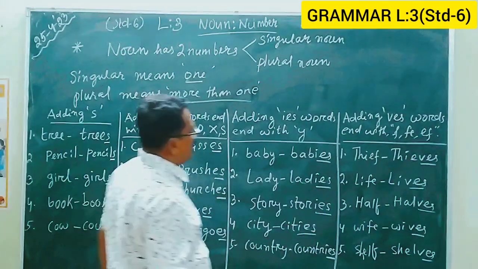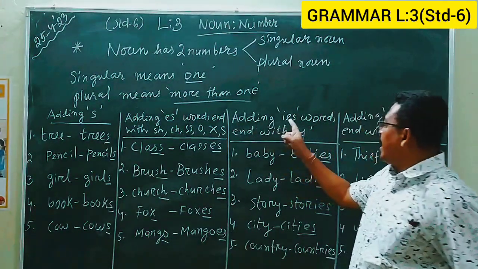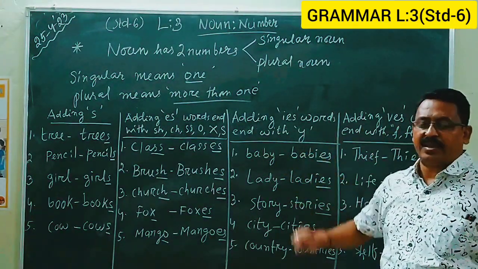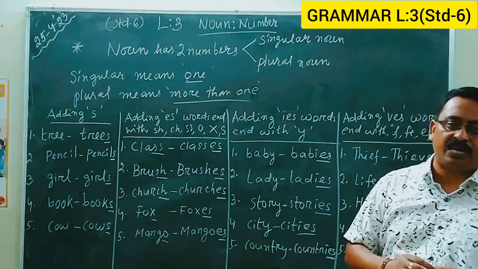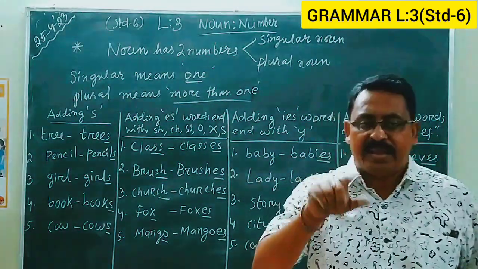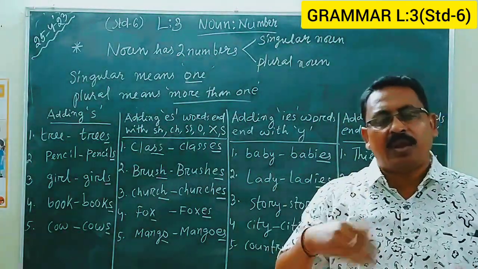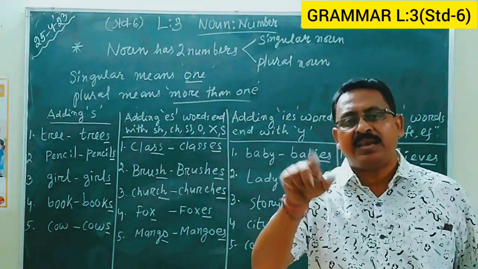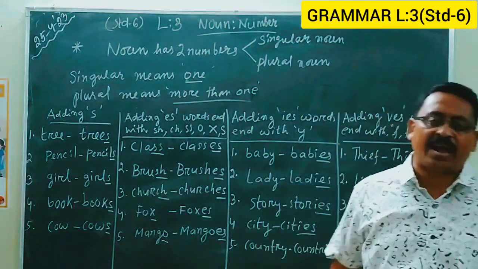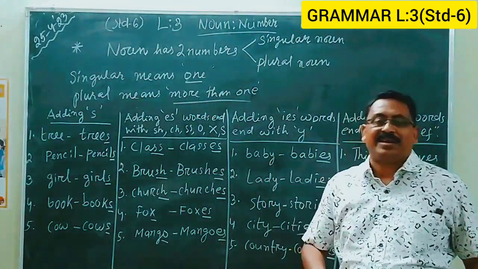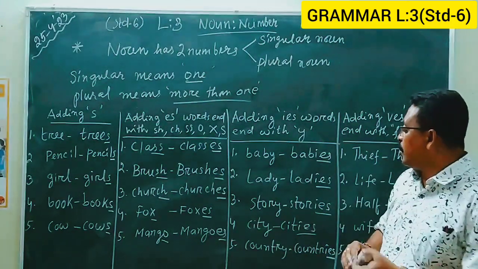Now comes the third one: changing words that end with Y. When the word ends with Y, in that case the plural will be I, E and S. We add IES instead of Y, and it will change from singular to plural.